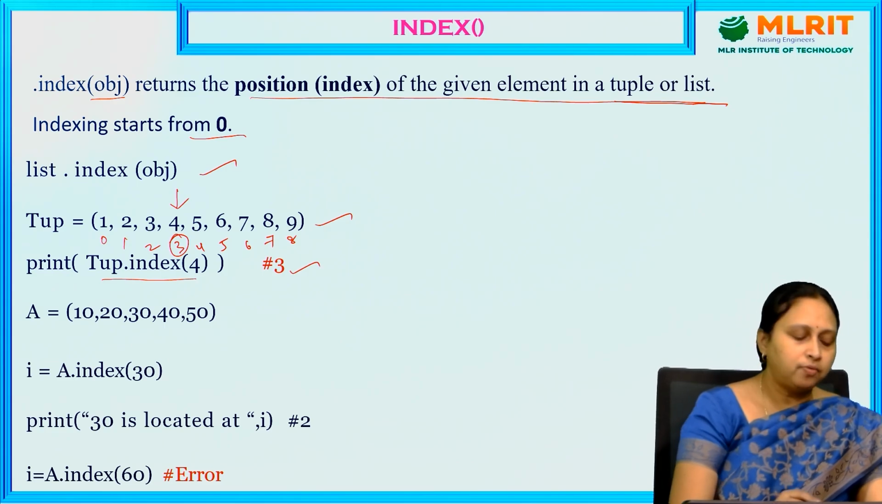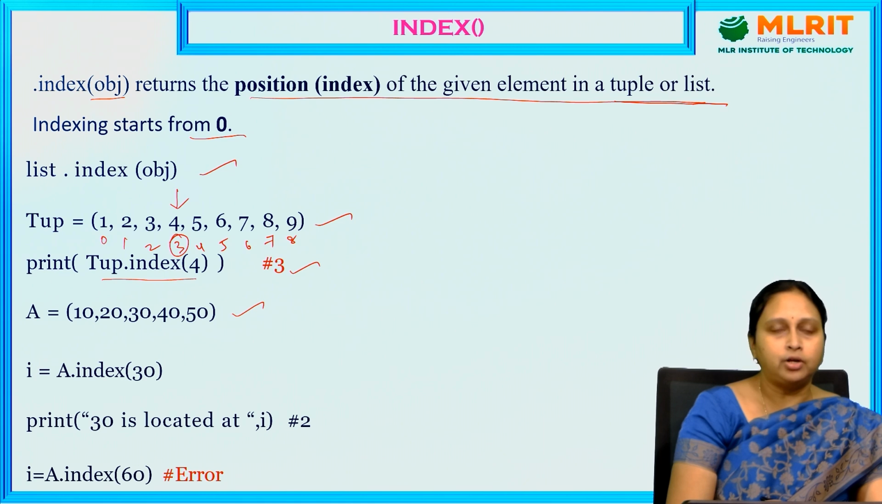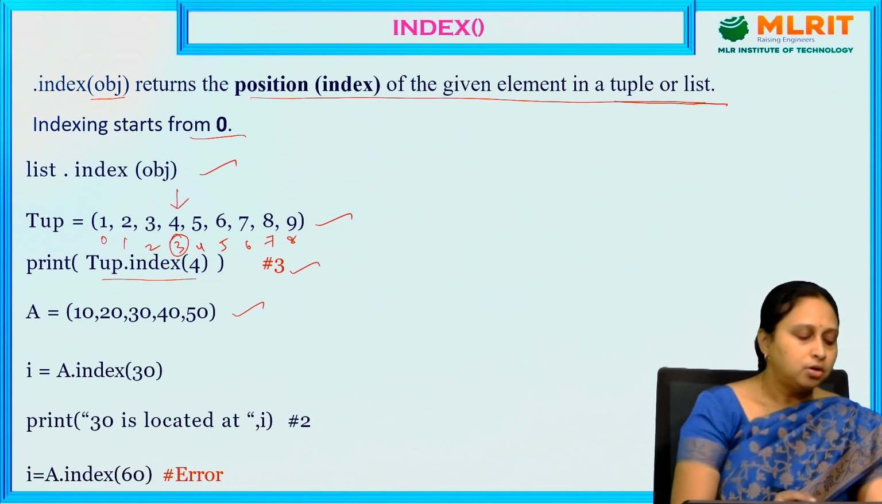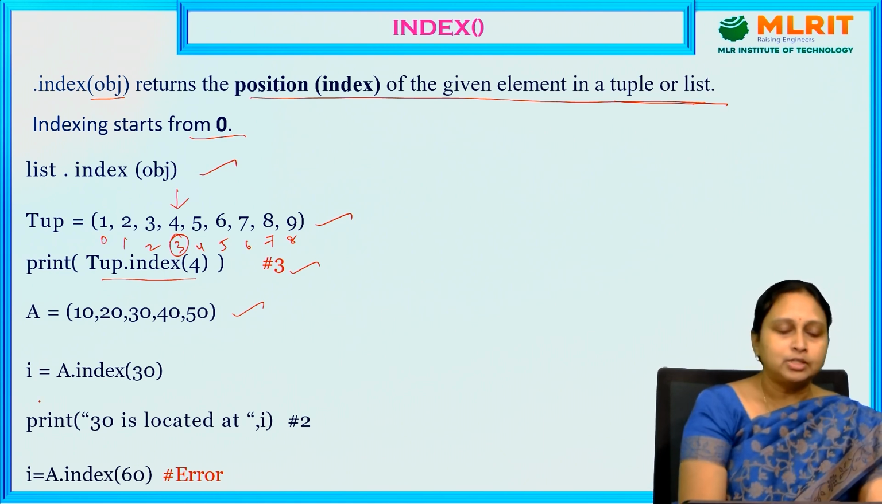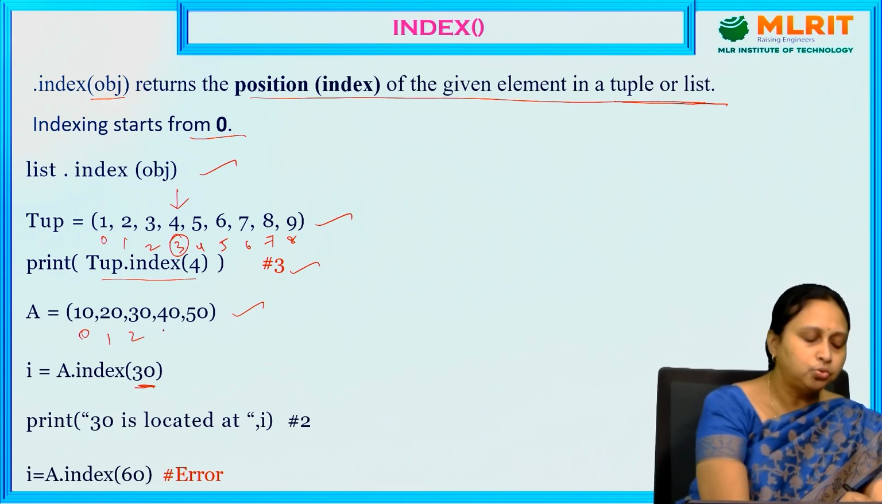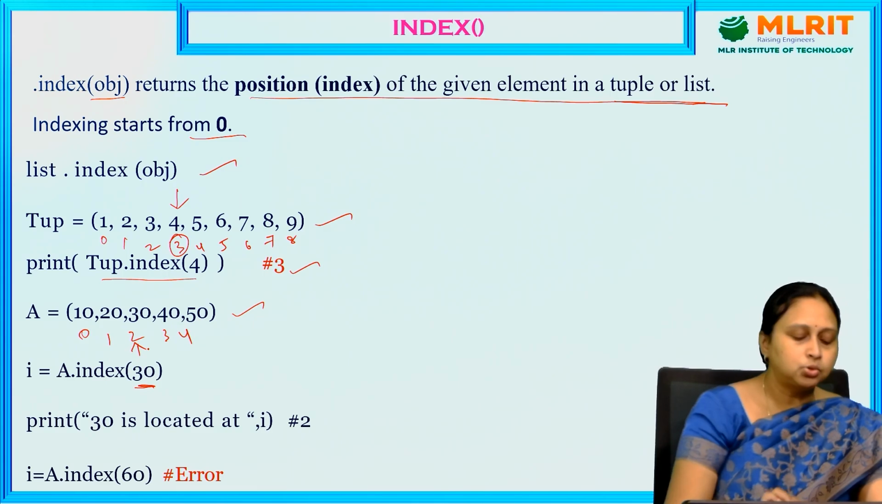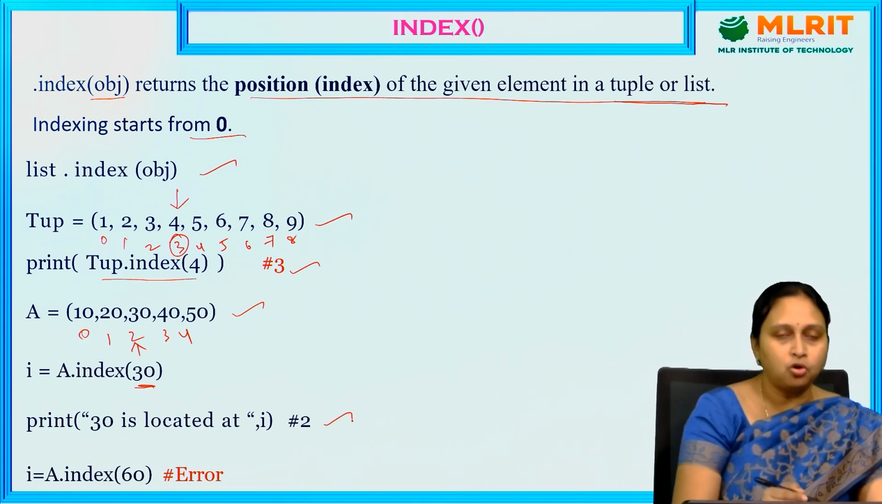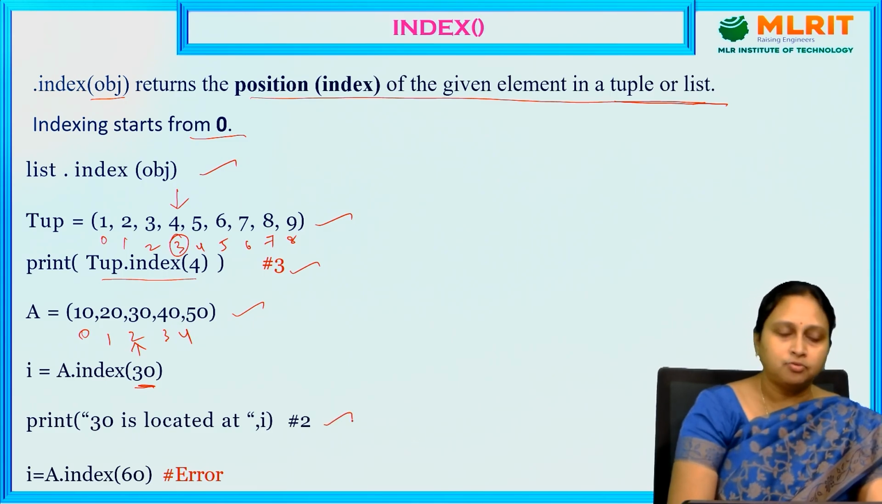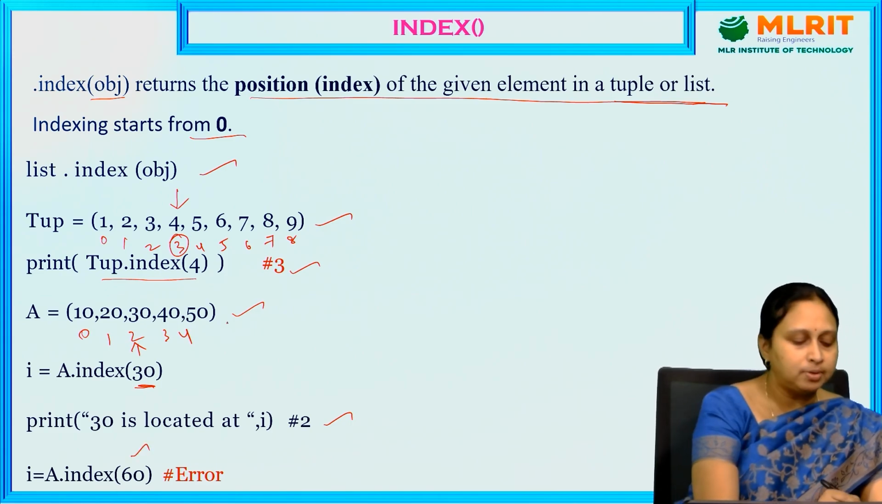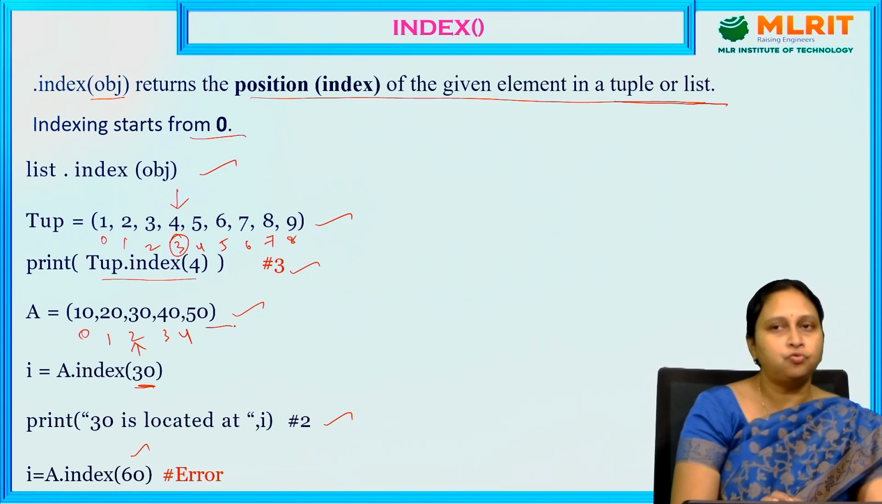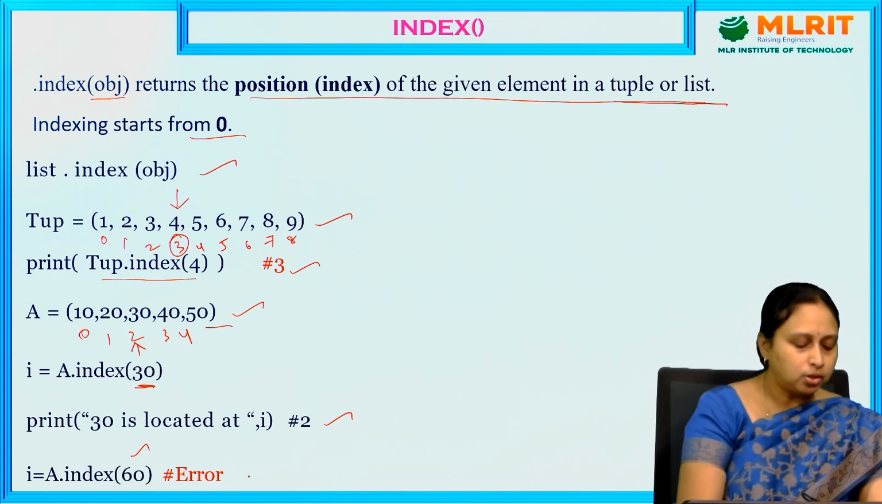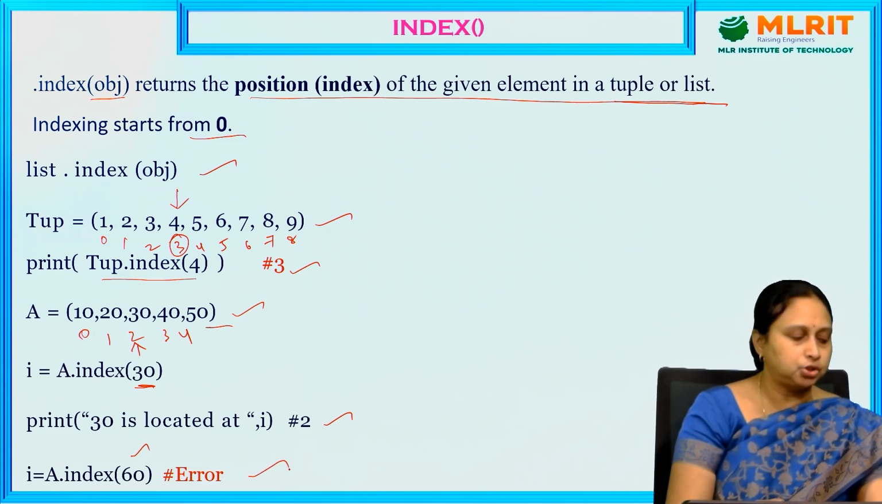And the next one, where we have taken another tuple A, is assigned with elements 10 to 50. Now, if I am going to print the index of 30, what is the index of 30? We have 0, 1, 2, 3, 4. This is the index, so that it is able to print the index of 2. Now, from the same example, if I try to print the index of 60, it will check the tuple and won't find any element 60, so it will return an error message.